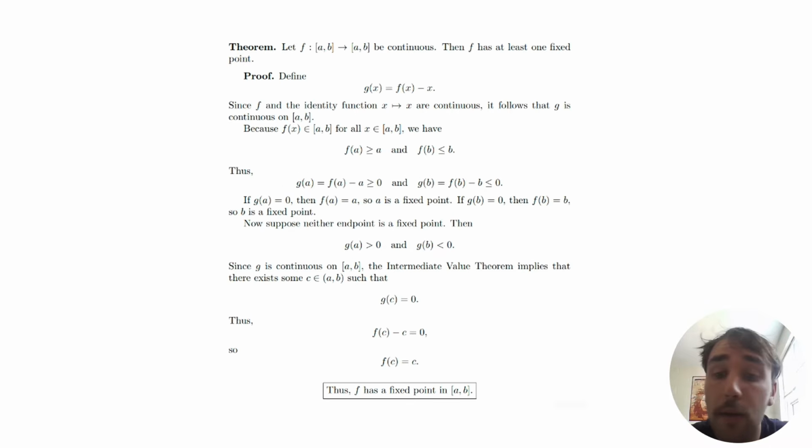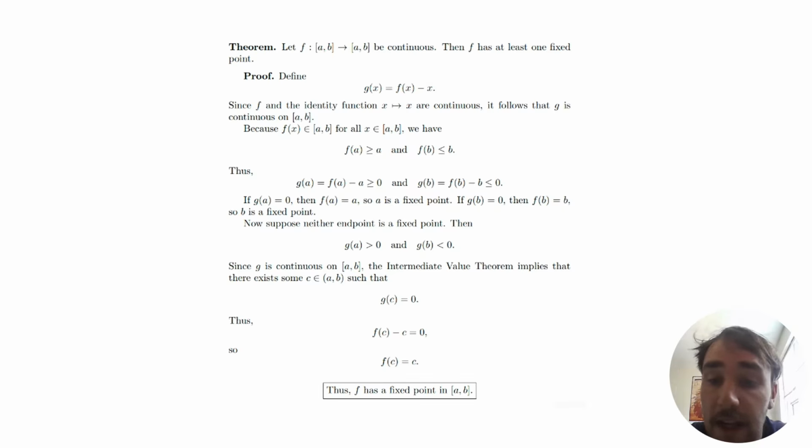Now I'm going to take you through the AI's proof of the theorem. It starts by defining a new function g of x such that g of x equals f of x minus x. And it says that since f of x and the identity function x are continuous, the composition of them is also continuous, which is a true statement.